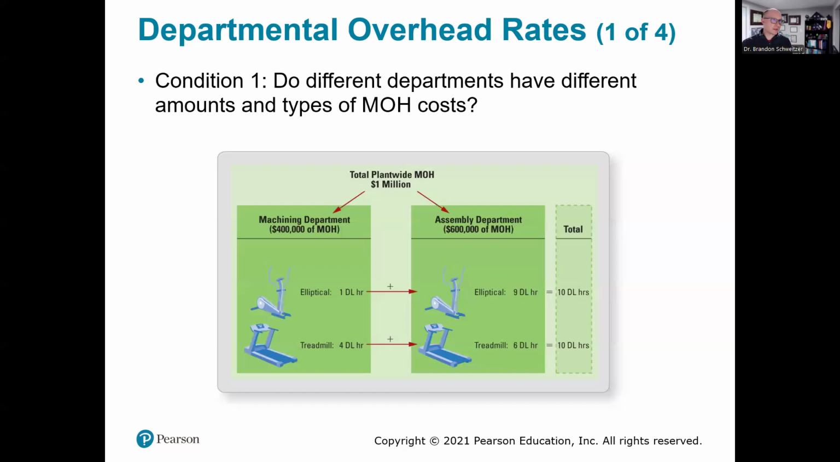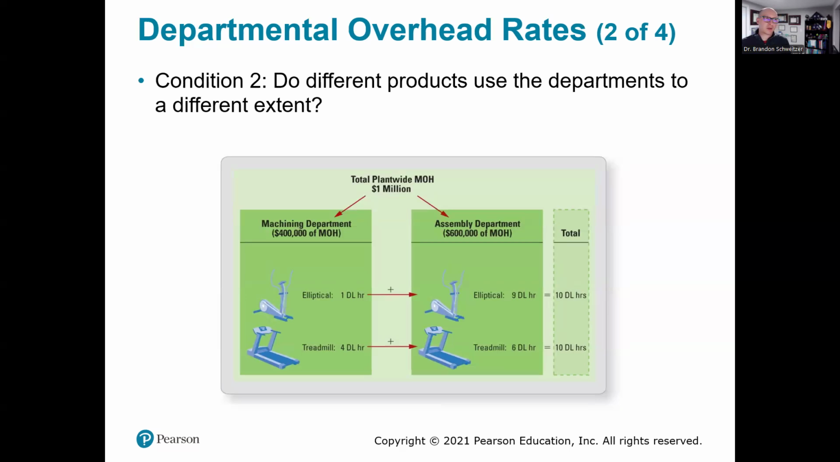So what this tells us is that it's not very different when it comes to the total number of hours, and so it's probably not going to require any type of modification to our overhead rate system at this time. So here we have a second condition that we discover, and it's: do different products use the different departments to a different extent?